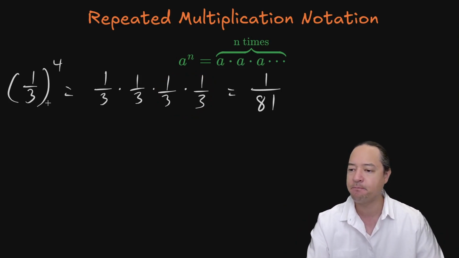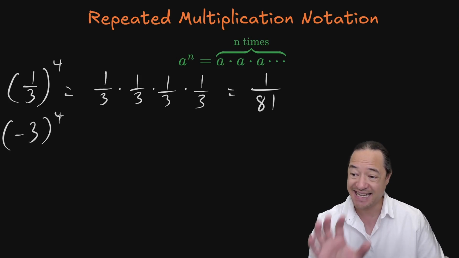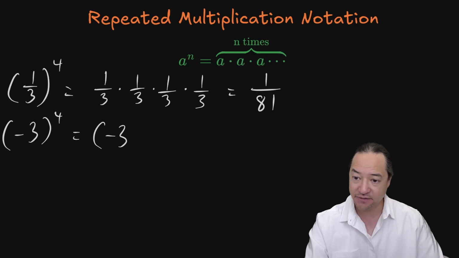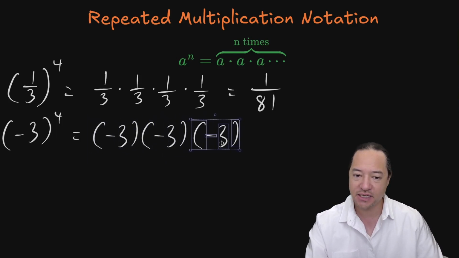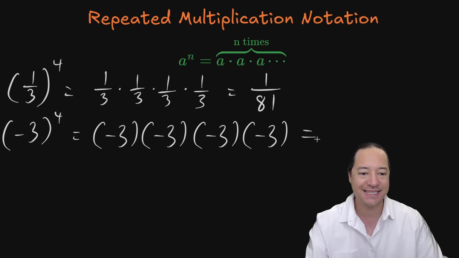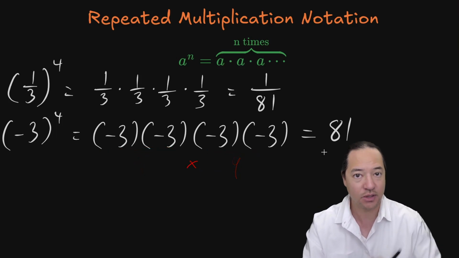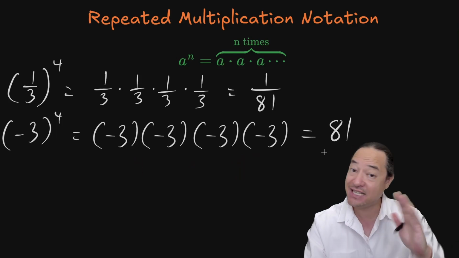We can do that. What if we use a negative number as a base? So -3 raised to the 4th power. Well, that's going to be -3 times -3 times -3 times -3. And what does that equal? Well, -3 times -3 is +9. So here we're going to get another +9. So this must equal 81. Okay, so that negative sign disappeared.